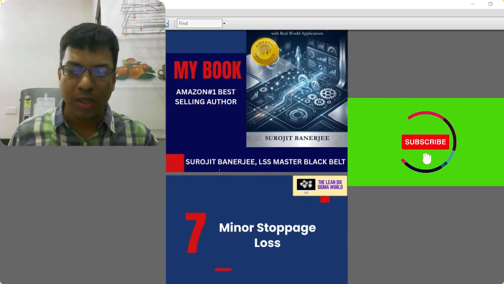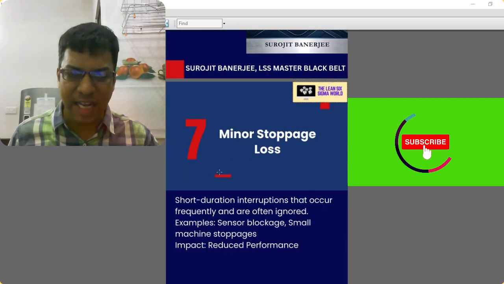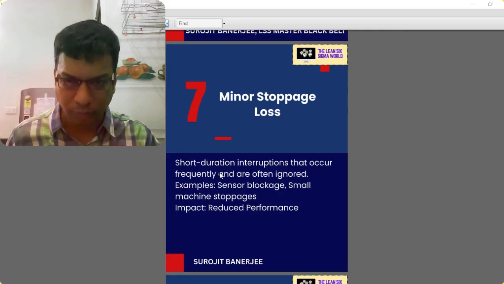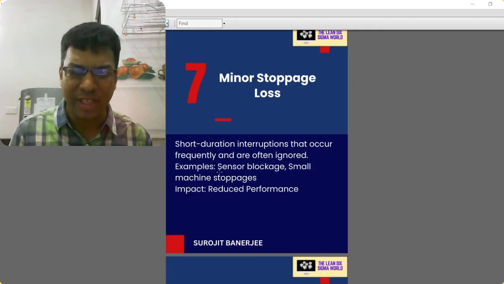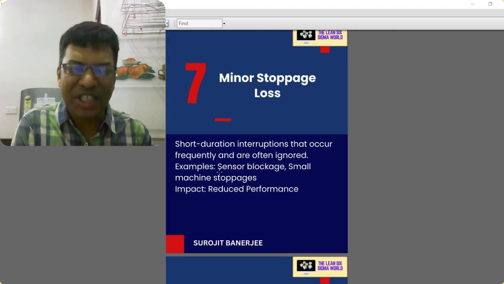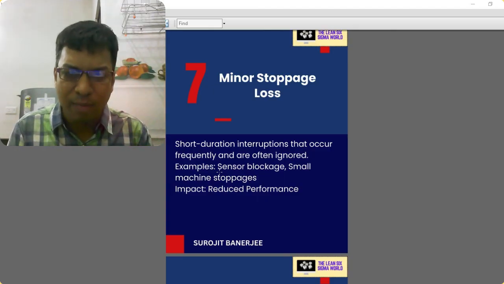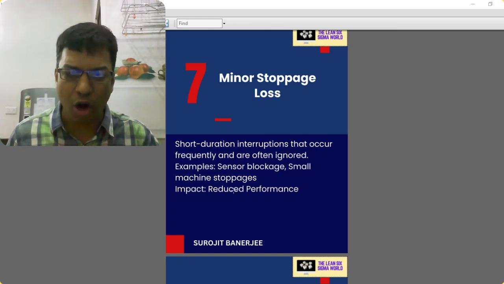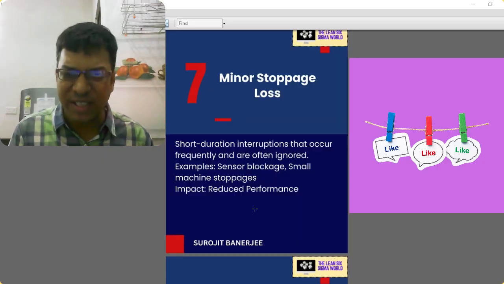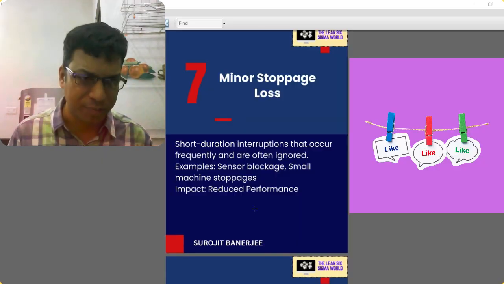Now I'm moving into the next loss, that is the minor stoppage loss. This is the loss that happens for a short duration of time due to the interruption of the machines. If the machine is interrupted for a certain period of time, then this loss happens. Why does this happen? Because of some sensor blockage or small machine stoppages due to any reason. So it basically reduces your performance.